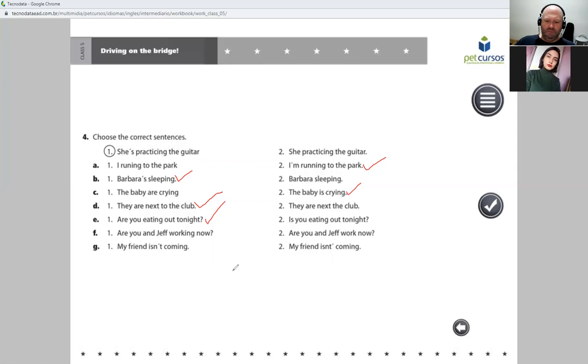F. Are you and Jeff working out? So one. And G. My friend isn't coming. My friend isn't. Okay, so which one, one or two? One. Yeah, perfect. You got it. Okay, G, the apostrophe is in the wrong place, right? Yeah. So esse erro, apostrophe in the wrong place. Okay, very good.